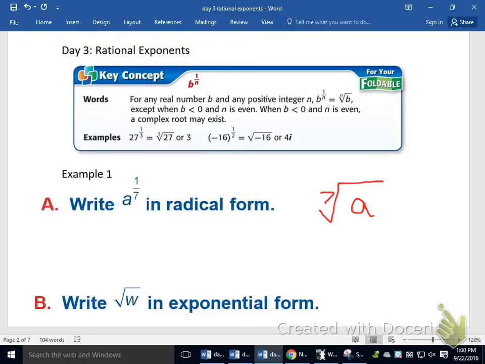For part B, since the power of the root is a 2, it's a square root, remember. This will be w to the 1/2. 1 on the numerator because it's w to the first power. 2 because, again, it's a square root, a second root. And there's my answers for A and B. The 7th root of A and w to the 1/2.